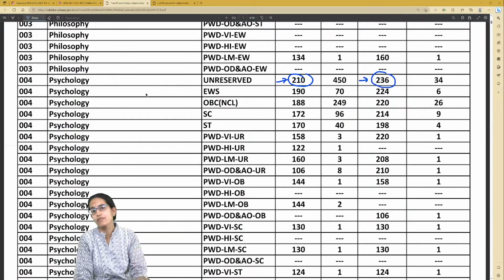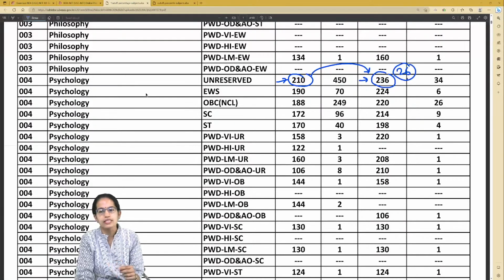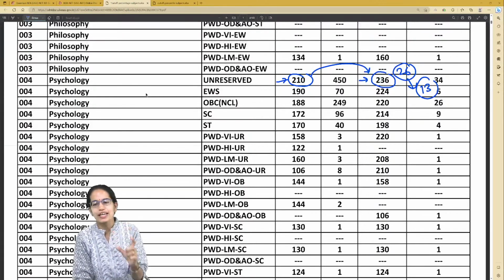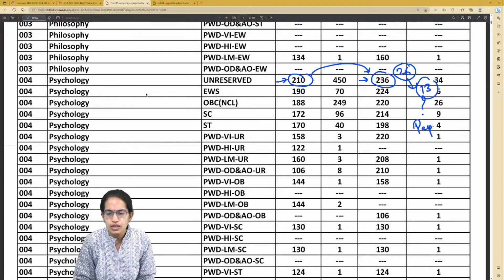When you are preparing for your NET examination, understand there is not a huge gap. The gap is just 26 marks here. Now 26 marks again means 13 questions, right? So where can you gain these 13 questions? You can either gain those in paper 1. Those who are good at the subject can gain that in paper 1, and those who are good at paper 1 can gain them in the subject.